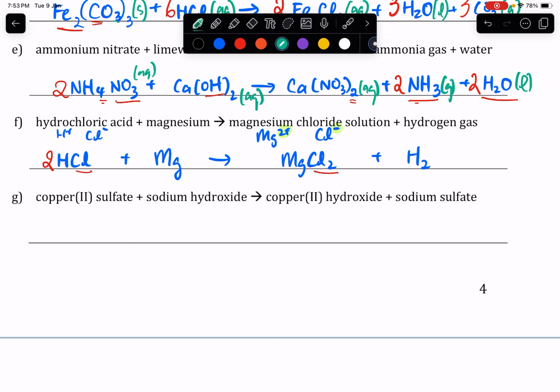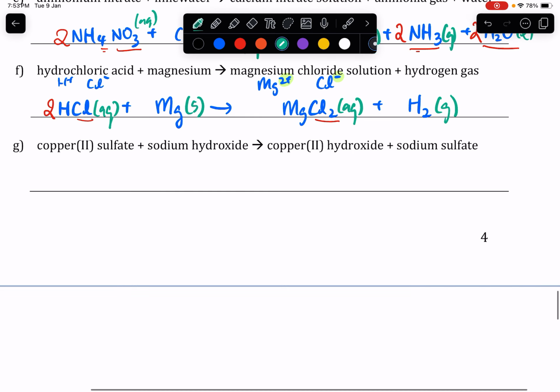Let's add state symbols. Aqueous state here, because it's an acid. Magnesium is a solid. Magnesium chloride is aqueous. And hydrogen gas is a gas. So this is the final equation.